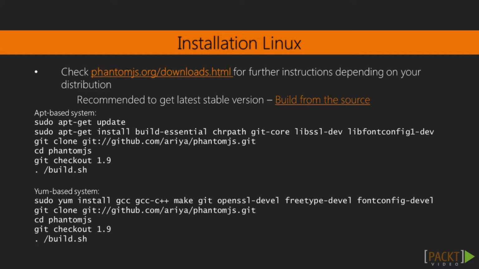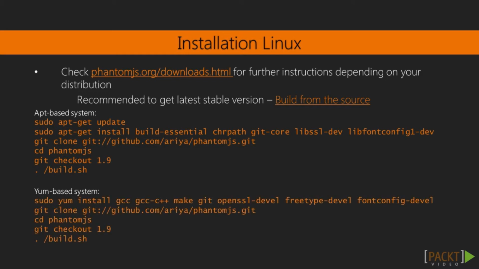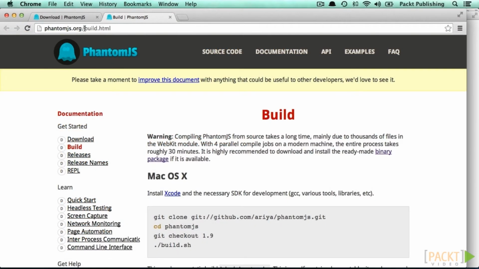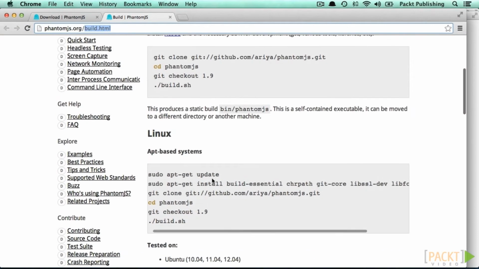If you're working on a machine with apt-get installed, for example you're working with Ubuntu, you have to execute these commands. And if you're on a machine with yum installed, you have to execute these commands. If you need further information, you can look up the build instructions at the PhantomJS page at /build.html.